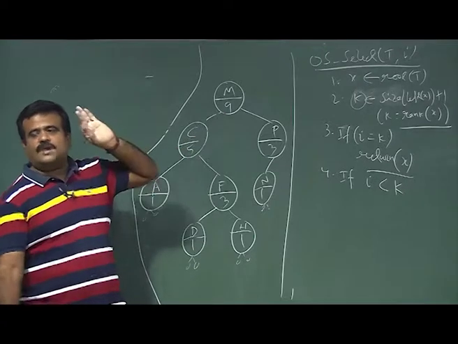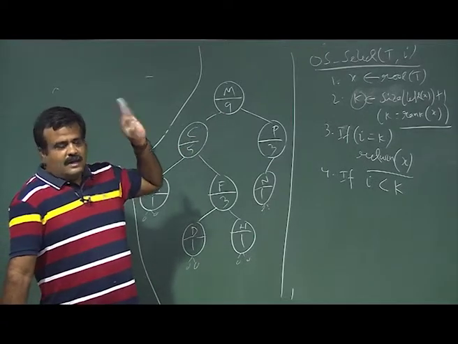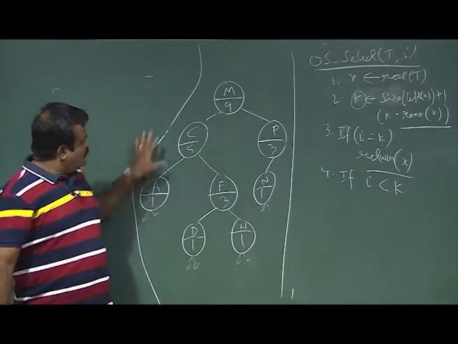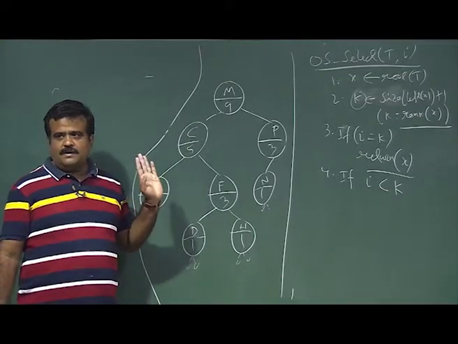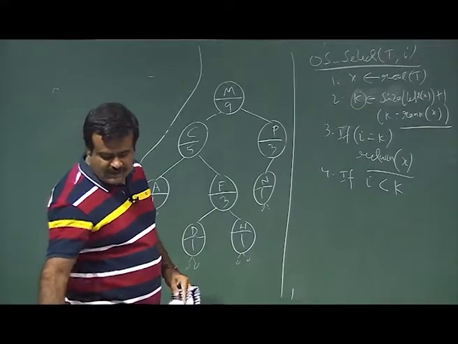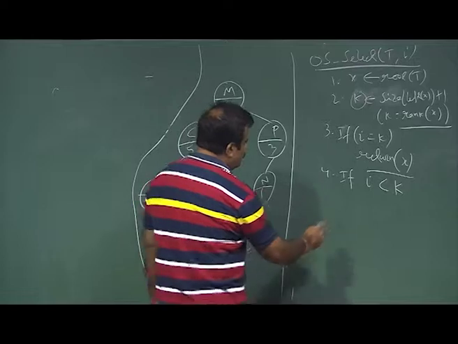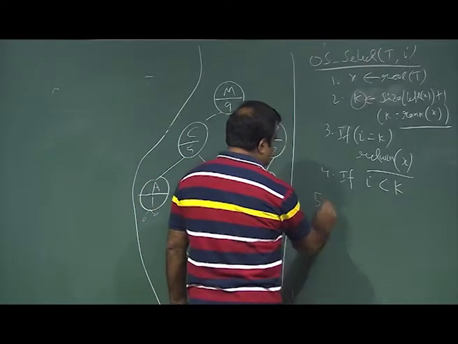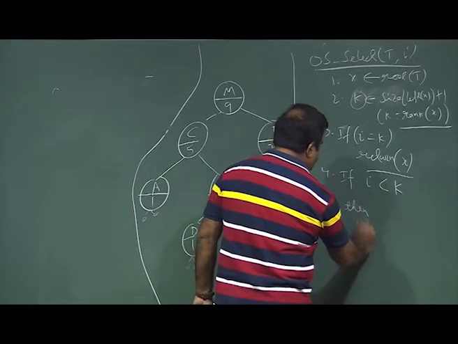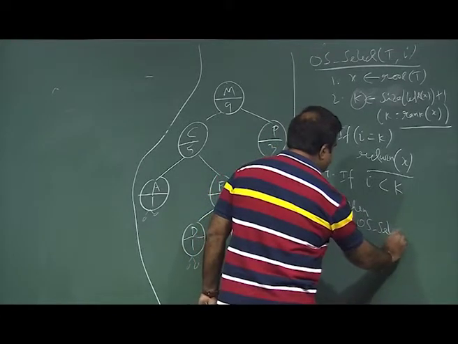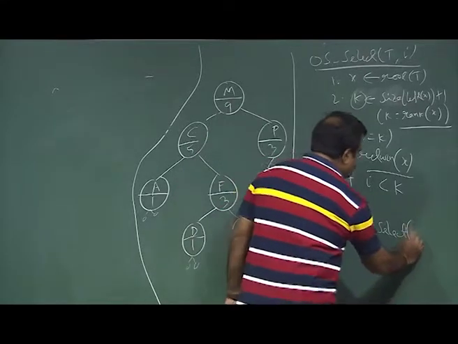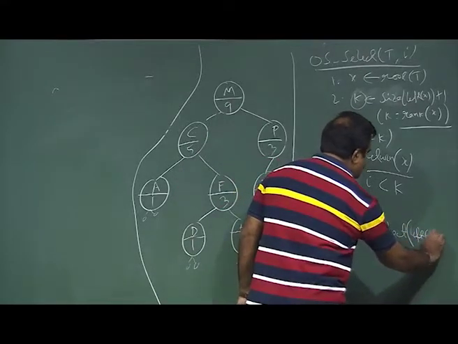Suppose we are looking for the 3rd smallest element, then i is less than k. So, what do we have to do? We have to look at the left part of the tree. So, if i is less than k, then we call OS select with left of x comma i.